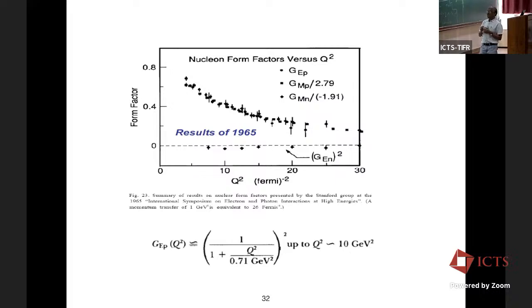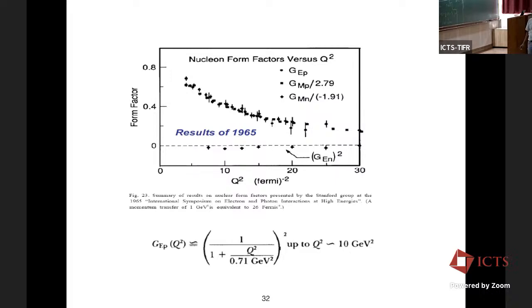The electric form factor GE looks like 1 by 1 plus Q square by 0.71 squared. And in fact, you can use this to do Fourier transformation to get some spatial picture of this. This is at the energy around 10 GeV square.